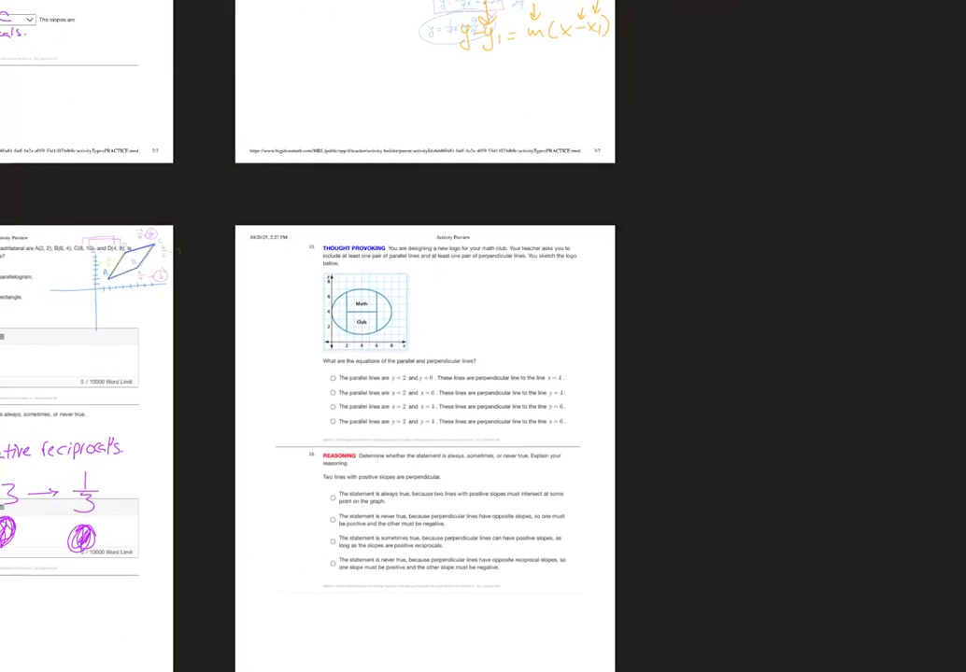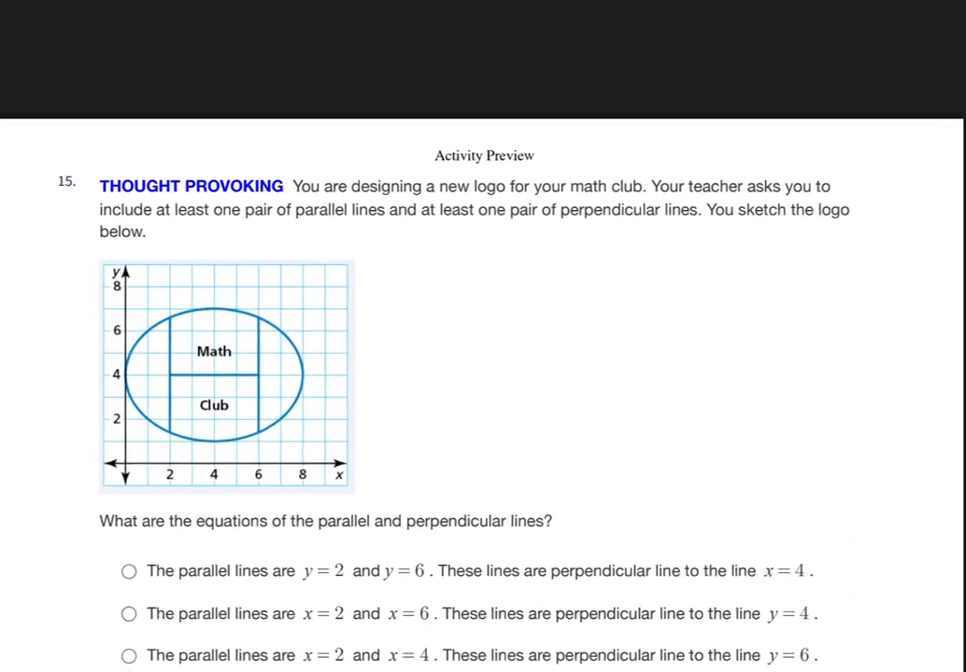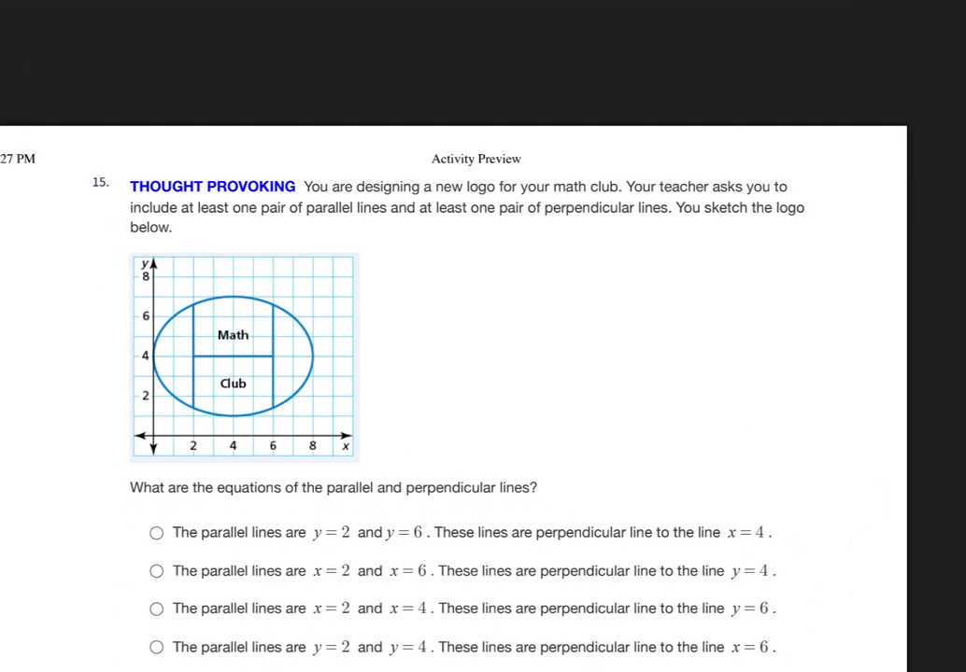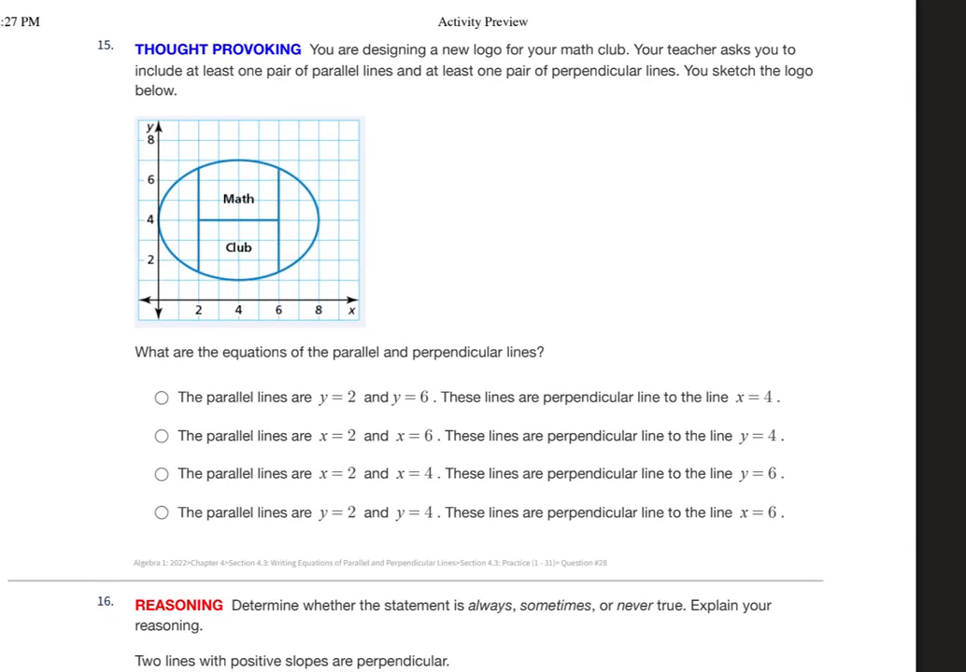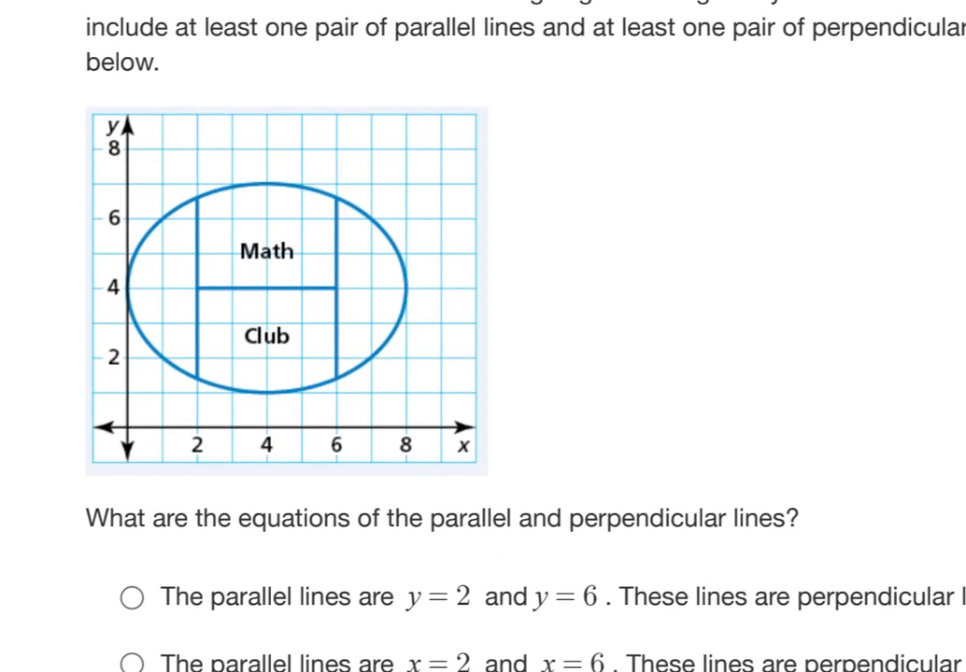And the last two, you're designing a new logo for your math club. Your teacher asks you to include at least one pair of parallel lines, at least one pair of perpendicular lines. You sketch the logo below. What are the equations? Okay, so, all right, let's check this out. I'm not even going to look here just quite yet.